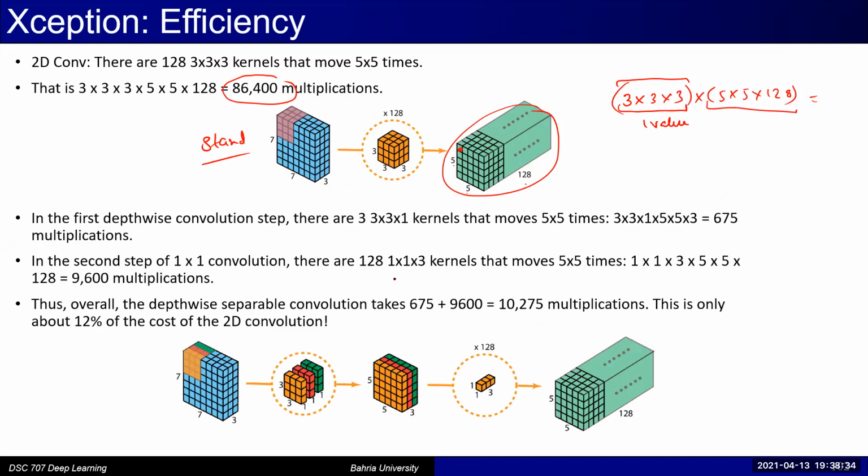So these calculations are done here. In this case, the first step is 675 multiplications. The second step is 9,600. If you add them, you get 10,000 something. Now you see, with standard convolution, the total number of multiplications was roughly 86,000. If you split it into two, your total is nearly 10,000. So from 86,000, we come down to around 10,000, which is a very big gain, especially once you think that these numbers would be in millions. So you are gaining a lot.